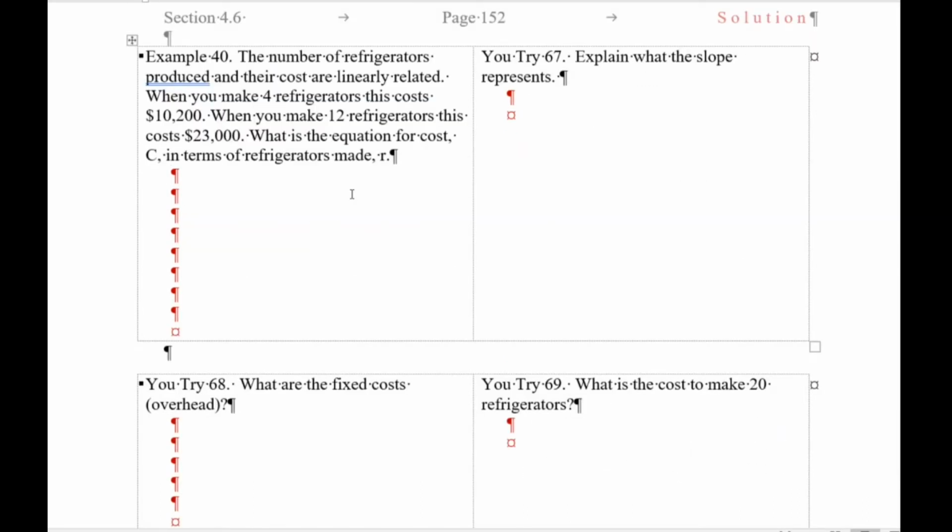Example 40. The number of refrigerators produced and their cost are linearly related. That is, we can write the equation of cost and number of refrigerators in terms of a line. When you make 4 refrigerators, this costs $10,200. And when you make 12 refrigerators, this costs $23,000. What is the equation for cost C in terms of refrigerators made R?